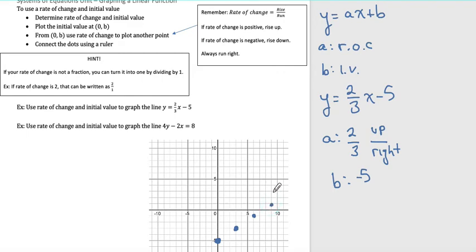And then up 2, over 1, 2, 3. We're at the edge of the graph. And now that we have a whole series of dots, we're going to draw a line that connects all of them.